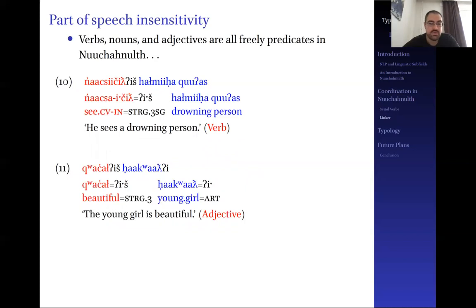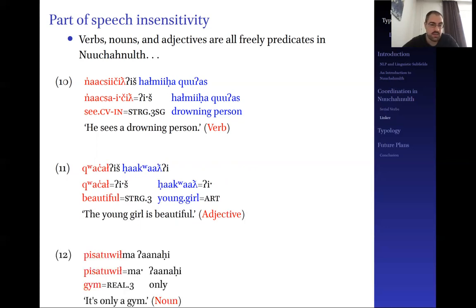Here's number 11: beautiful the young girl. This is not a noun phrase, this is a sentence, and it means the young girl is beautiful. And then gym only, which means it's only a gym. And again, this is a perfectly grammatical complete sentence with a noun standing in the place that verbs will typically go.